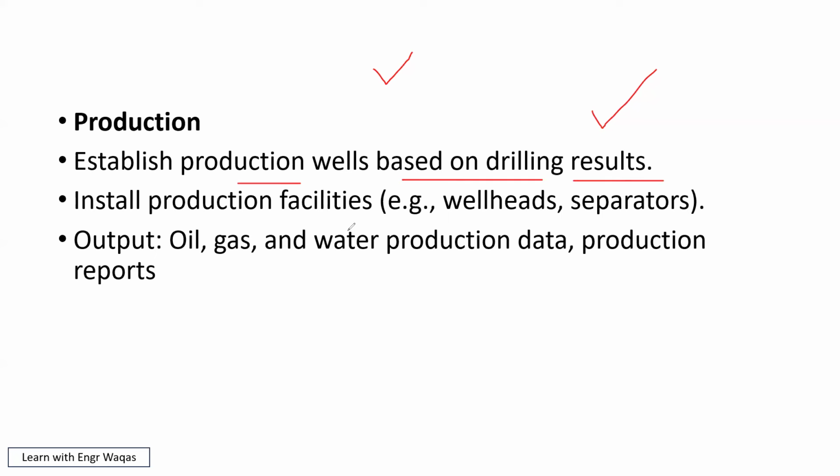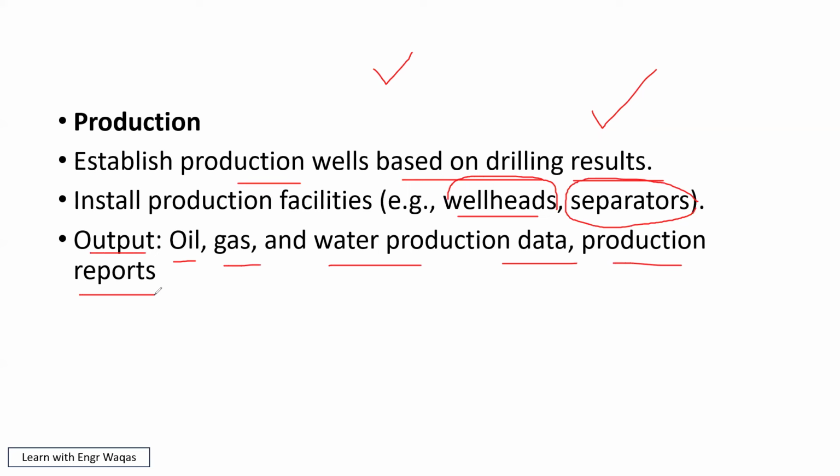Install production facilities. Obviously, your drilling is done, and now you have to make wellheads for security, because thousands of psi of pressure is involved, same like missiles. So you need to secure your environment as well. You have to tackle that pressure. Wellhead equipment is very important. Separator, which is going to separate your hydrocarbon fluids: gas, water, sand, oil. So the separator is the first thing which is going to receive your oil and gas hydrocarbons from reservoirs and segregate your fluids on the basis of their gravity. Output: oil, gas, water production data, production reports.